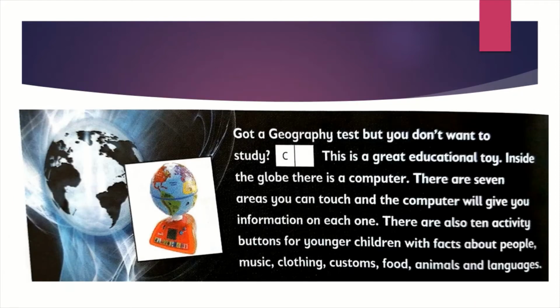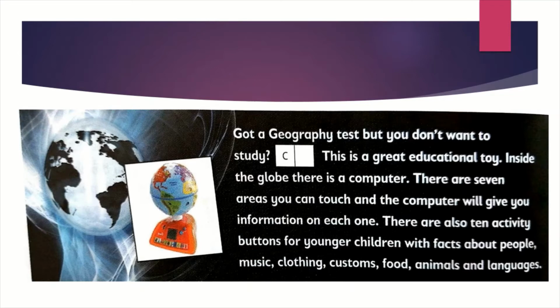Next. Got a geography test but you don't want to study? The truth is that sometimes it is boring to study. This is a great educational toy. Inside the globe there is a computer. There are 7 areas you can touch and the computer will give you information on each one. There are also 10 activity buttons for younger children with facts about people, music, clothing, customs, food, animals, and languages.